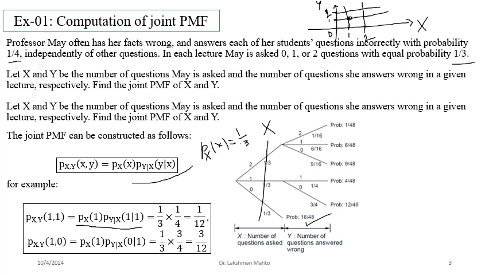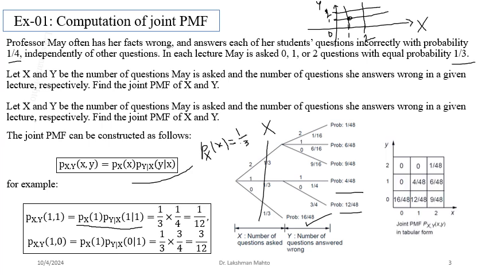If Professor May has been asked one question, what possible values will y take? Either May will give 0 wrong answers or 1 wrong answer. May can't go for 2 wrong answers because only one question has been asked. So 0, 1. If you go with 0 wrong answers, then this is the probability. If you go with 1 wrong answer, then this is the probability. Likewise, if May has been asked 2 questions, what are the possible values y will take? 0, 1, 2. So with respect to that, you will have 3 leaves, and these are the probabilities. Okay. These computations are very simple, and here we are computing the joint probabilities. If you simplify, all these are the joint probabilities you got.